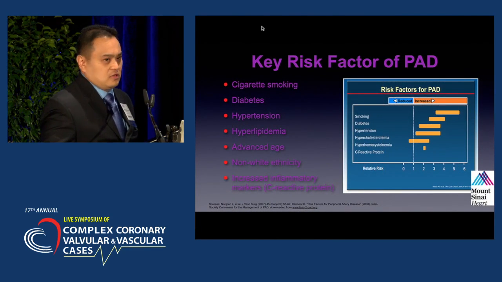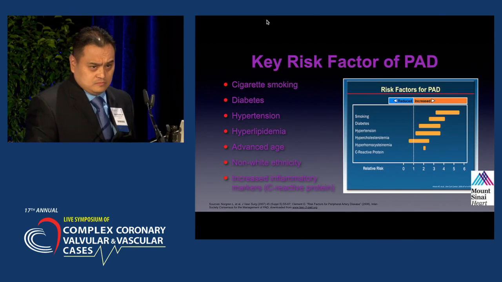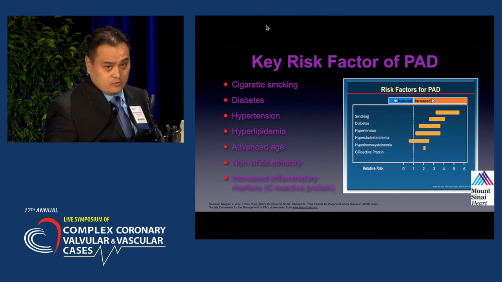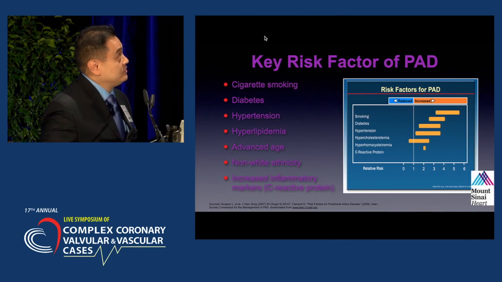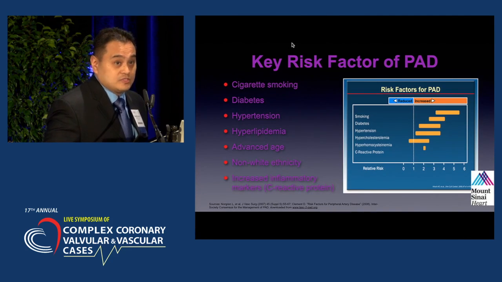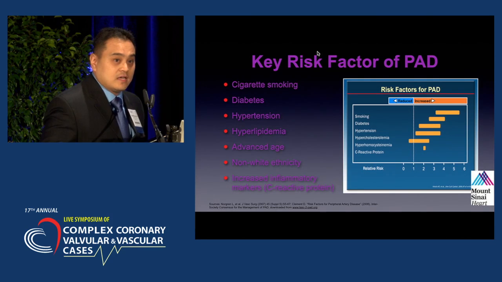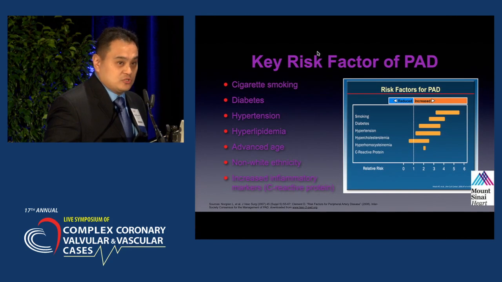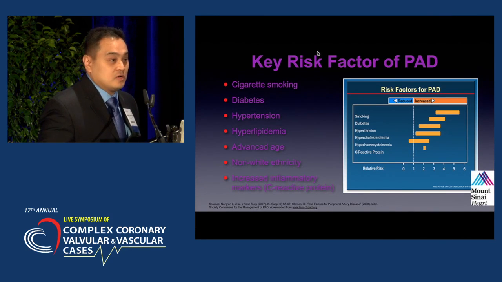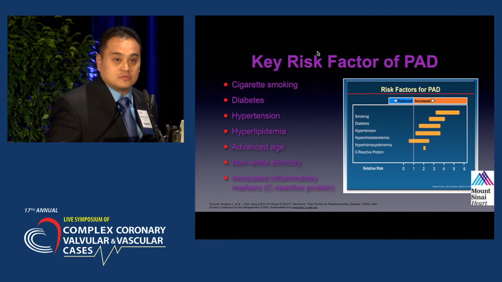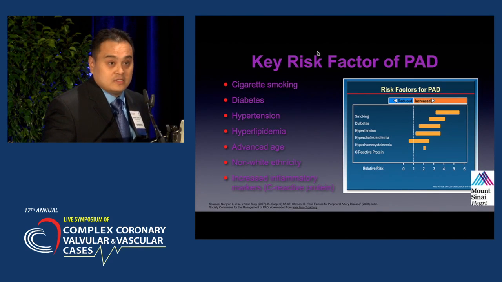So why talk about peripheral arterial disease in the cath lab where we see coronary disease? Well, as you can see with this slide, basically the risk factors of PAD are similar to the risk factors for coronary disease, which are cigarette smoking, diabetes, hypertension, hyperlipidemia, and so forth. So cardiac patients that we see in the cardiac cath lab, we should suspect that they may have some sort of peripheral arterial disease, either carotid disease, renal disease, or lower extremity disease.